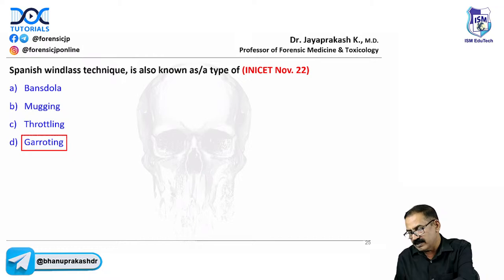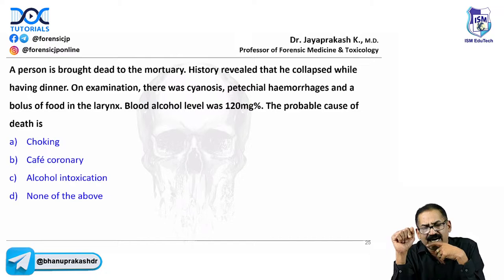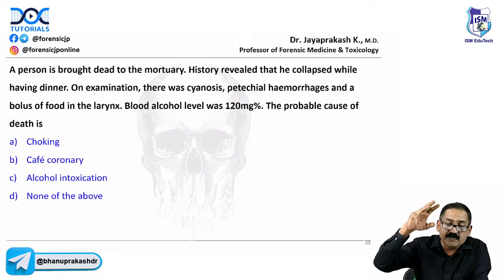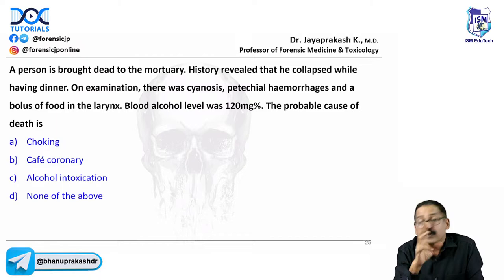A person is brought dead to the mortuary. History revealed that he collapsed while having dinner. On examination, there was cyanosis, petechial hemorrhages, and a bolus of food in the larynx. Blood alcohol level was 120 milligram per cent. What is the probable cause of death? What is the answer? You have to tell me fast.